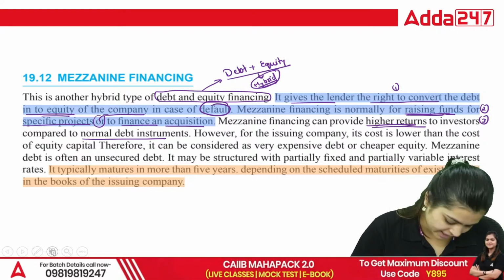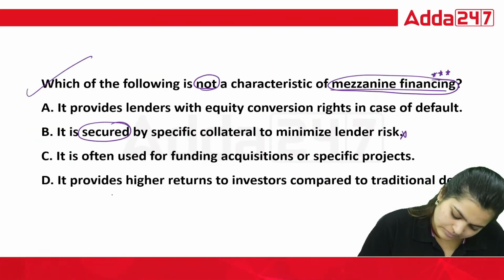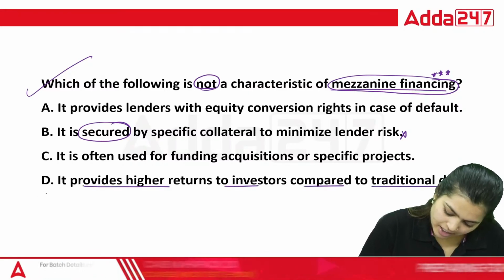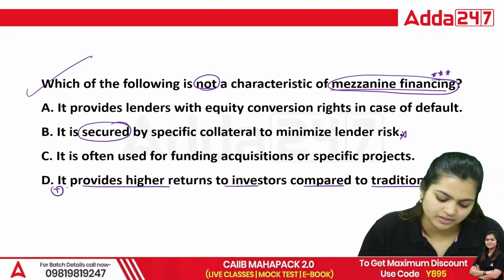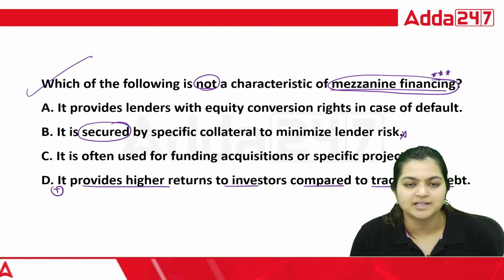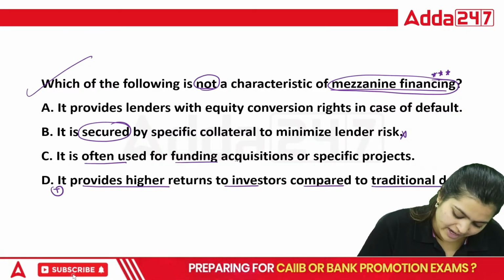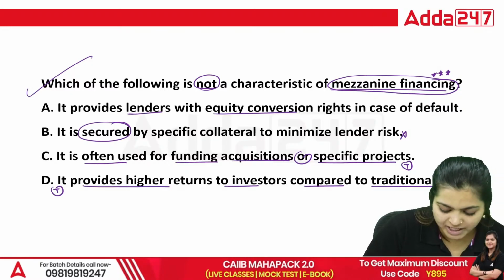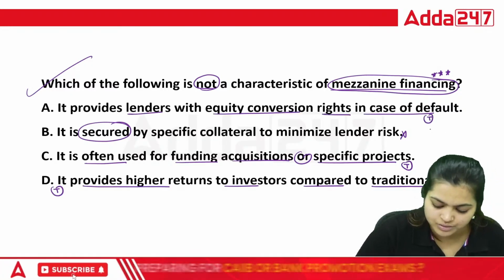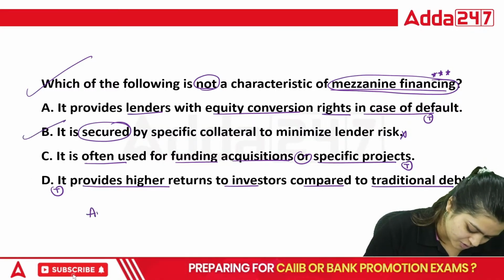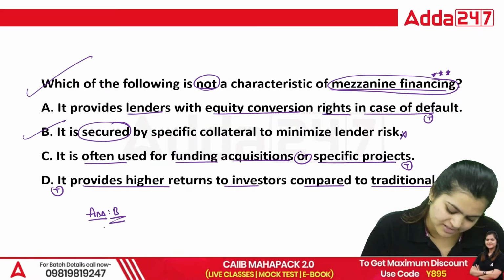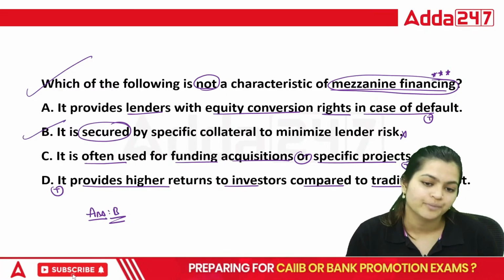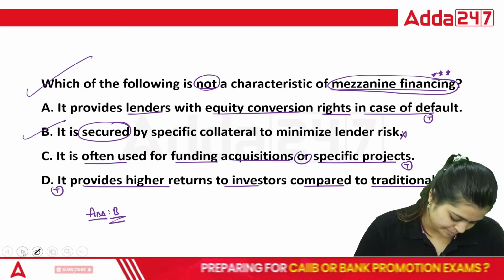Now, let's read it. It provides higher returns to investors compared to traditional debt. This is true. This is a part of your mezzanine financing. Then often used for funding acquisitions or specific projects. Yes, this is also true. And provides lenders with equity conversion right in case of default. This is also true. The correct answer is your answer B, which is not a characteristic of your mezzanine financing, because we are not using any secured collateral so that we can reduce the risk. So the correct answer is your answer B.